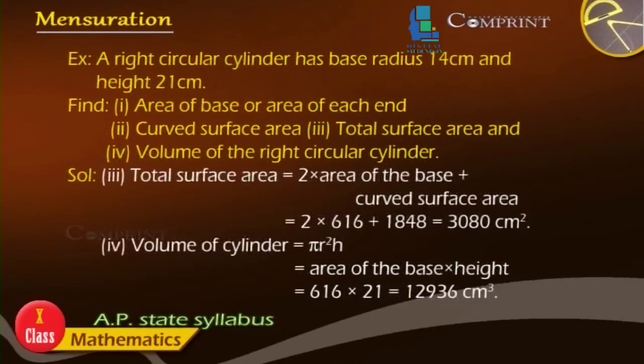Number 3. Total surface area is equal to 2 into area of the base plus curved surface area is equal to 2 into 616 plus 1848 is equal to 3080 centimeters square. Number 4. Volume of cylinder is equal to pi r square h is equal to area of the base into height is equal to 616 into 21 is equal to 12,936 centimeters cube.